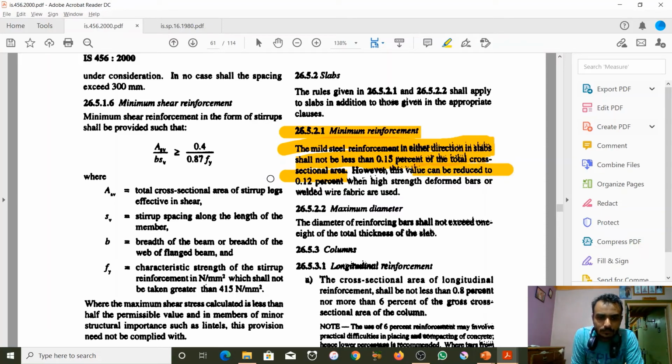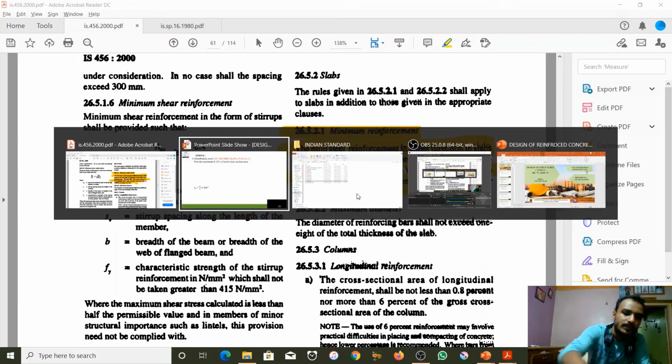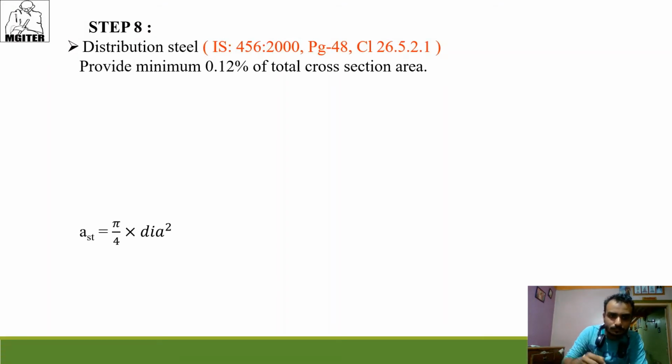To 0.12% when high strength deformed bar, HYSD bar, is used. At that time the percentage of steel is reduced to 0.12%. Provide 0.12% of the total cross-section area.